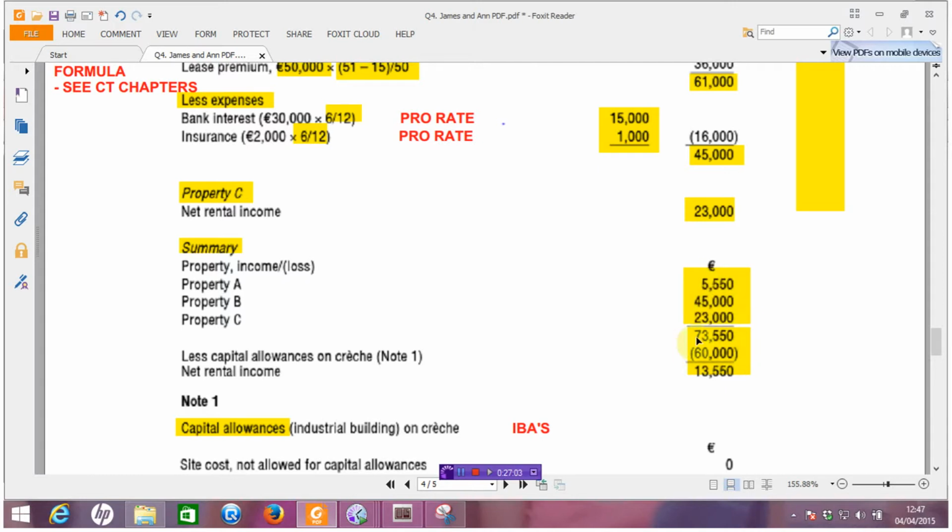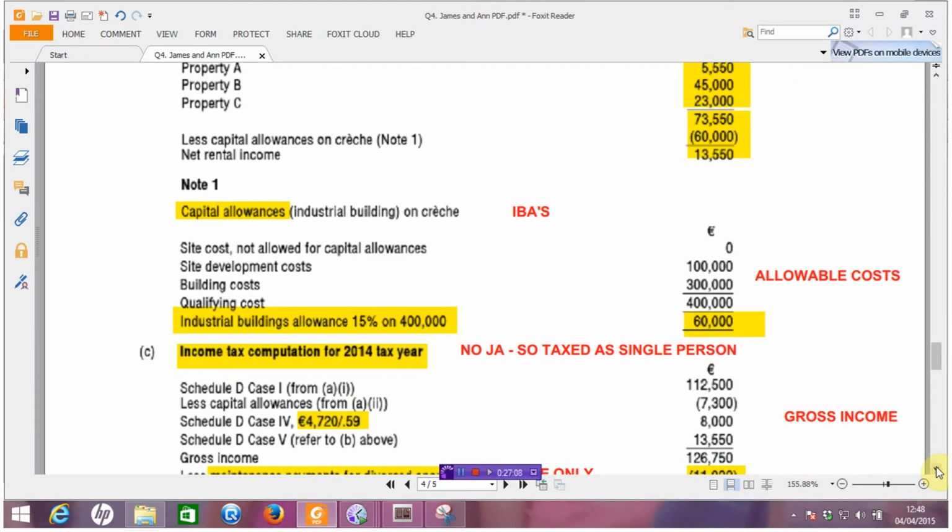73,550 is the rental income less the 60k on capital allowances. So what is this industrial buildings allowance? Now again, this item is included within your corporation tax chapters, not your income tax, but essentially this allowance, this industrial buildings allowance, is just another capital allowance, which has its own little rules, okay? And we'll come to the detail of that when we cover IBAs in detail.